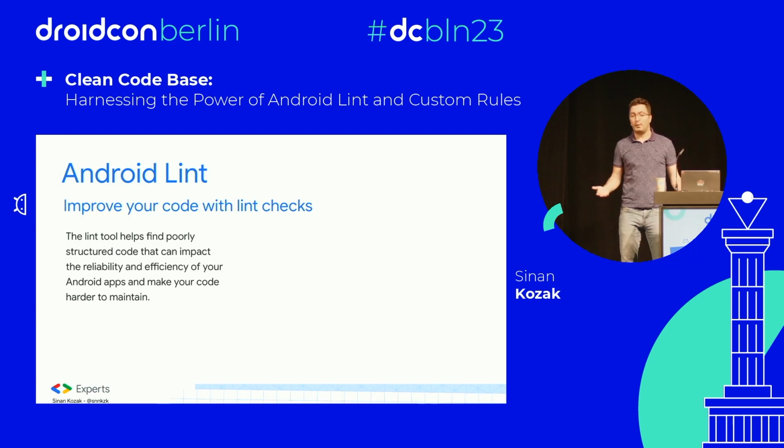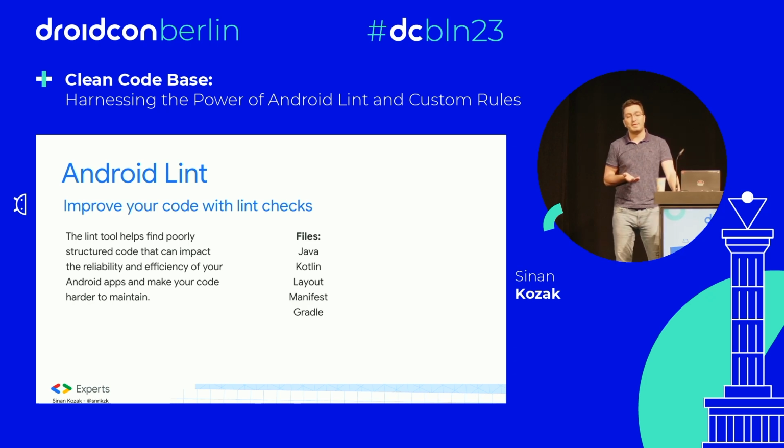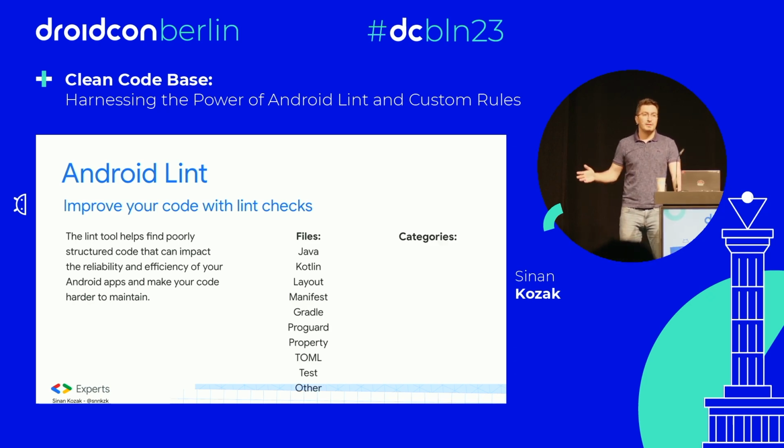And why do we have Android lint? Because it helps us to write static code analysis for Android specific resources, like Java files, Kotlin files, layouts, manifest, Gradle, ProGuard properties, and the list goes on. And recently they added TOML support, because Gradle has a version catalog with TOML. And it's now possible to write lint rules for the TOML files as well.